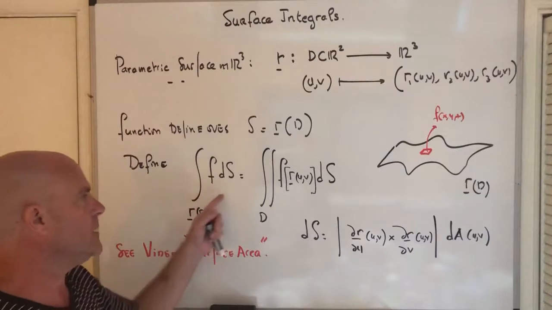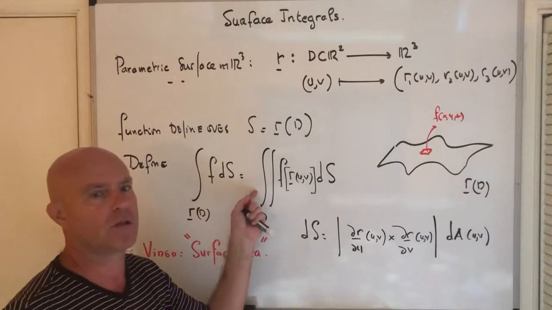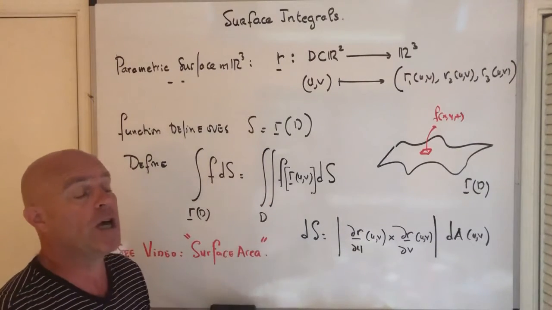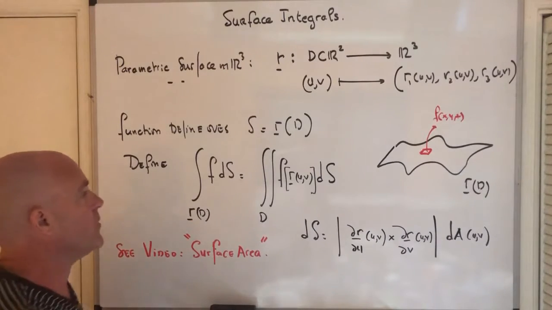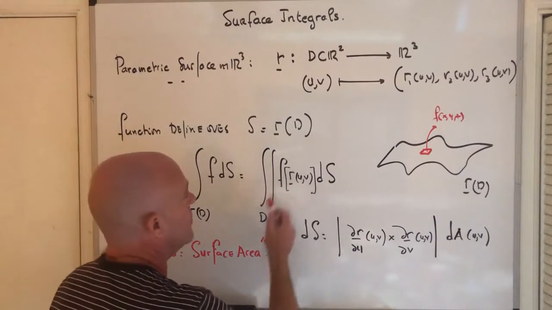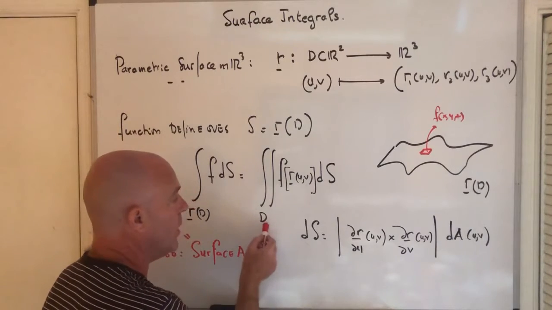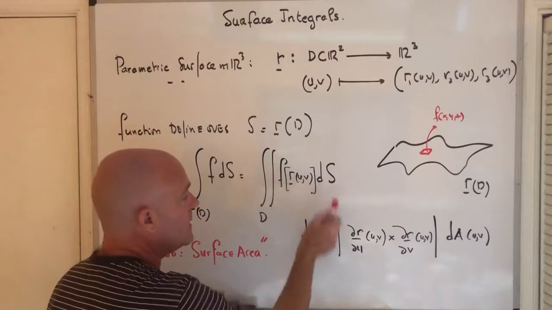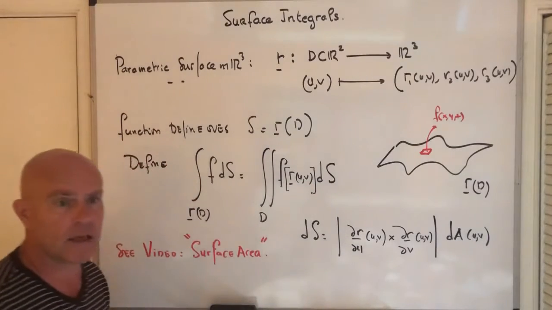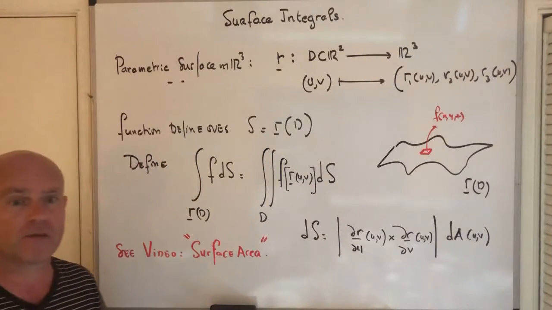Now I could say that what I've written here is just a consequence of the change of variable, but it's also the way we parameterize the surface. If the surface is parameterized by r(u,v), I will therefore integrate over the domain D of f composed with r(u,v), and the ds is nothing else than this thing, and that's what we call a surface integral.